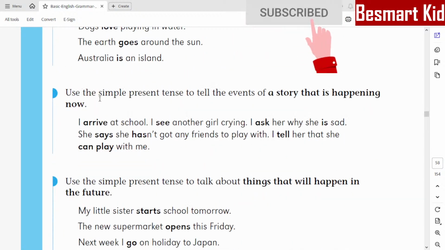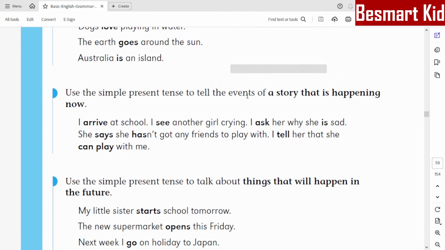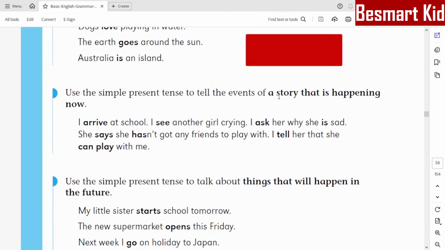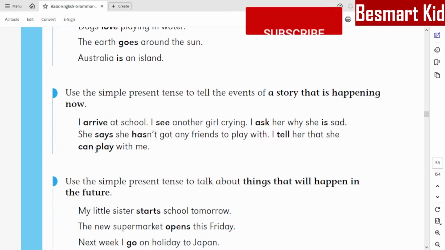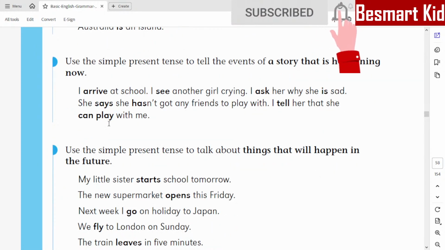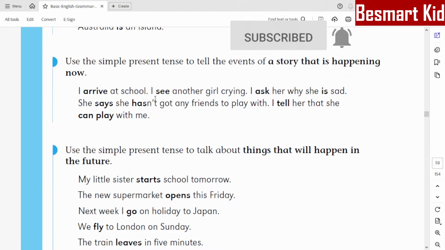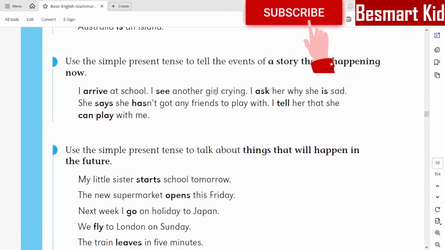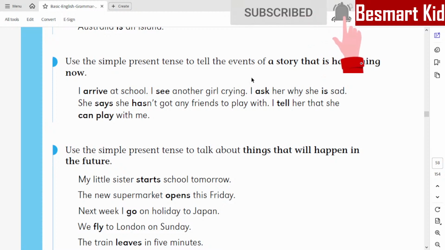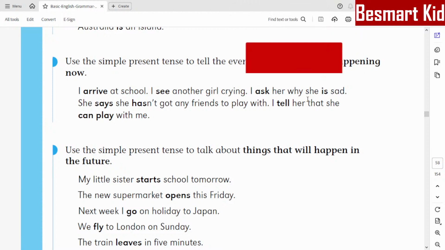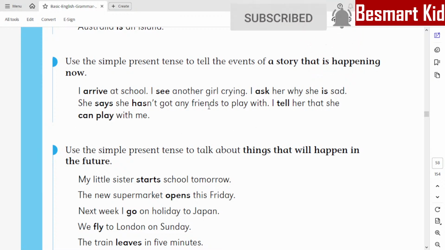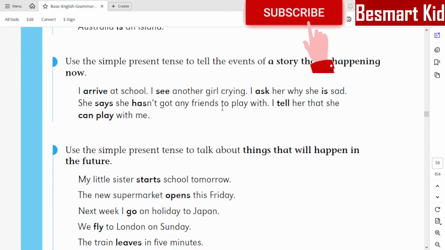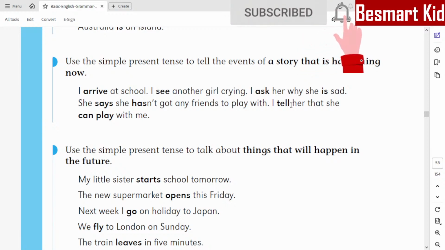Use the simple present tense to tell the events of a story that is happening now. I arrive at school. I see another girl crying. I ask her, why is she sad? She says she hasn't got any friends to play with. I tell her that she can play with me.